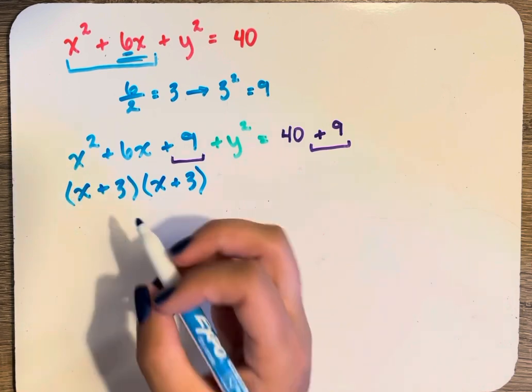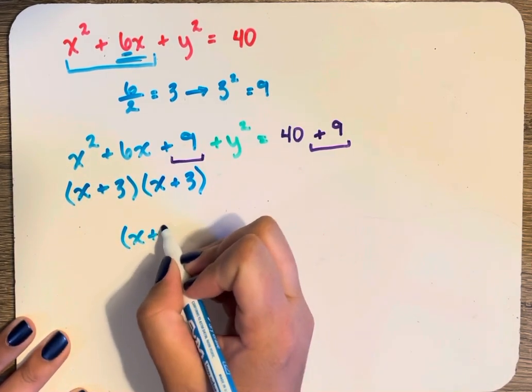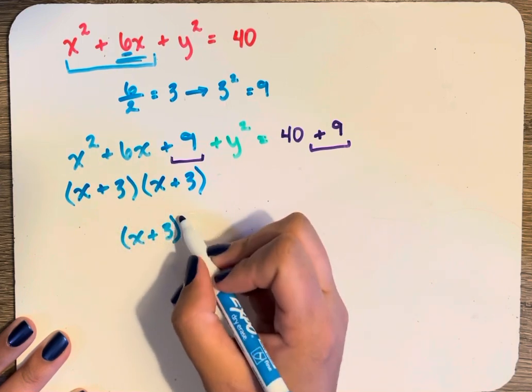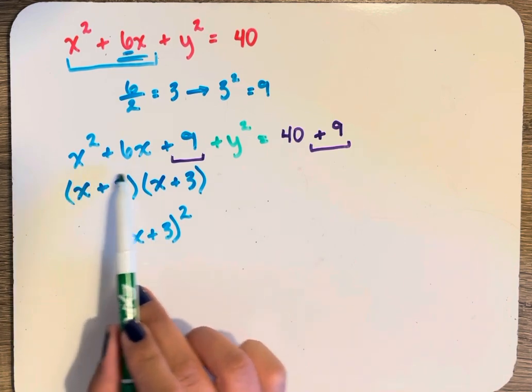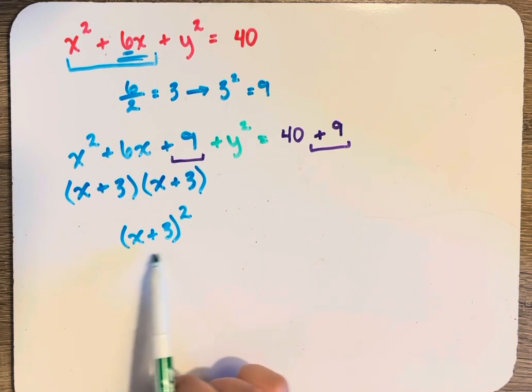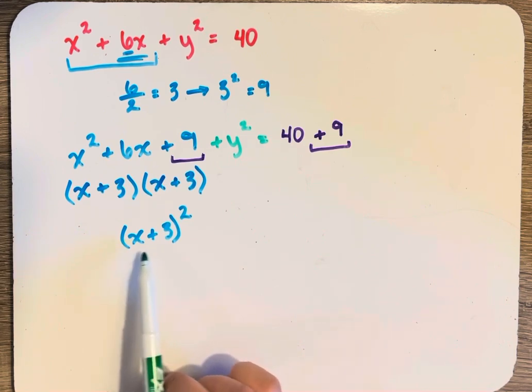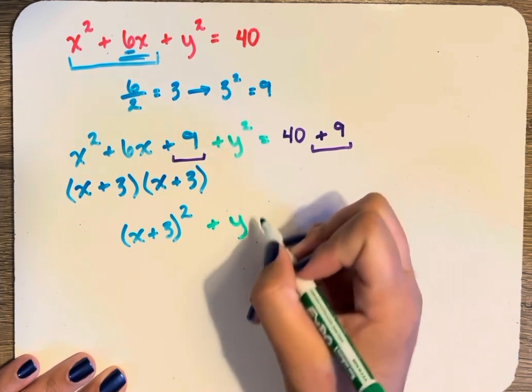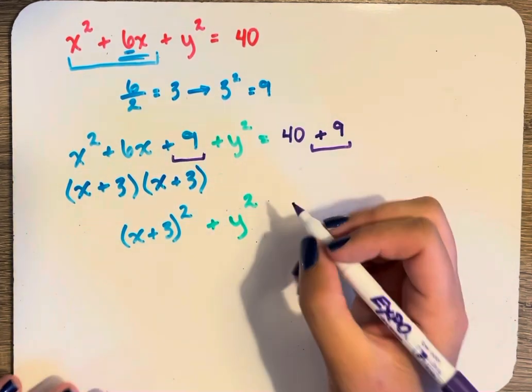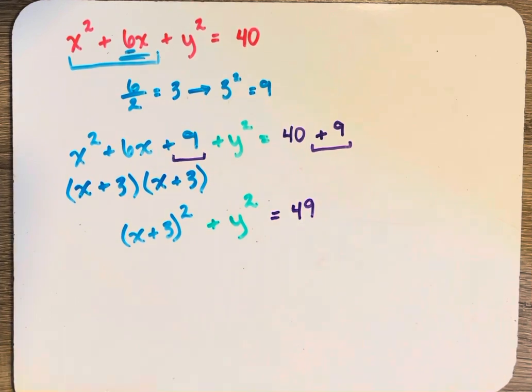I can rewrite this though. Since I'm multiplying the same thing times itself, I can rewrite that as x plus 3 squared. So that was our goal all along, to create this trinomial that I can factor into a binomial squared. So this is back to looking like our equation for a circle where the center is not at the origin. Okay, so x plus 3 squared, and then I have plus y squared, and that is equal to 49.